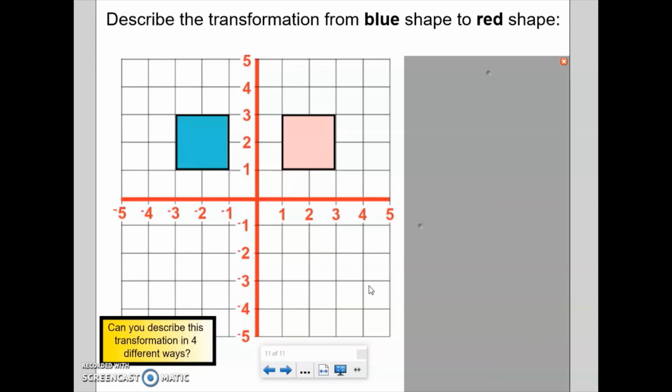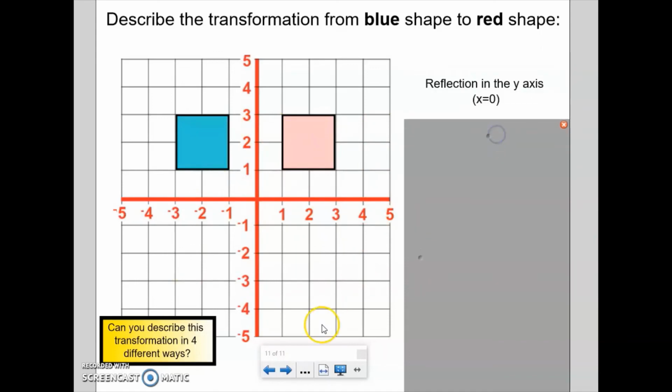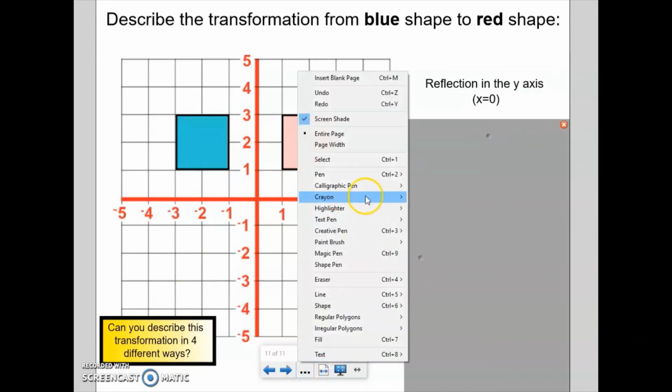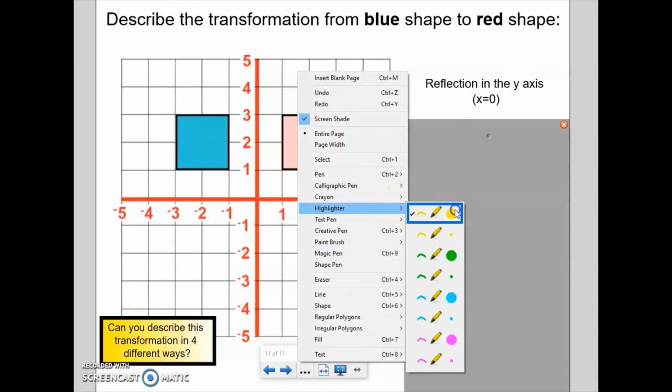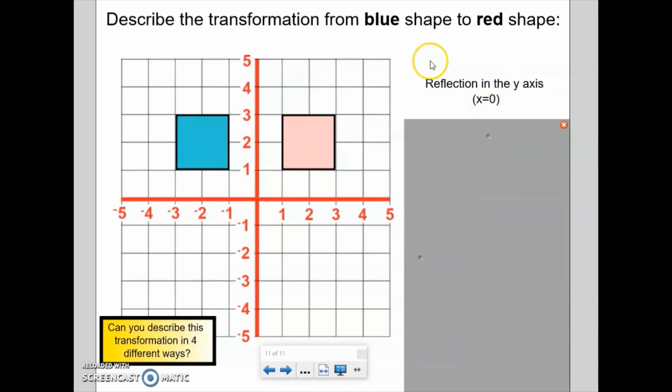Okay, welcome back. So let's talk through a few of the possible answers you could have given. To start with, we could have said that this is a reflection in the y-axis, or the line x equals 0. So we are dealing with this line here. We have a reflection from the blue over to the image.